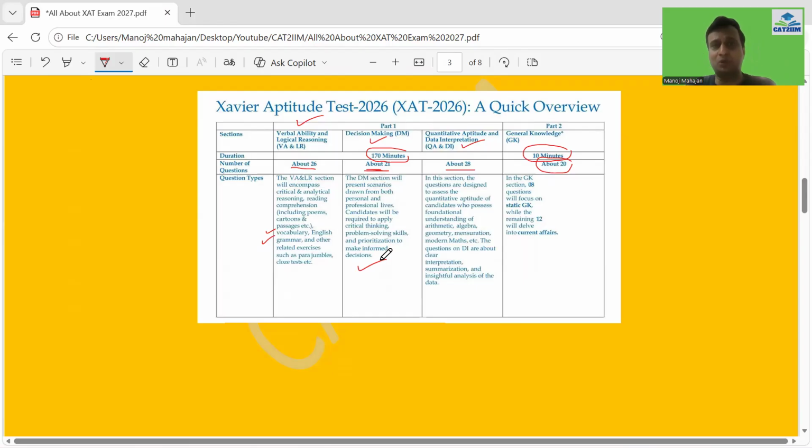Now, when you come to the QADI, the data interpretation is mixed with the quant portion. So you are being tested on arithmetic, algebra, geometry, mensuration. So a lot of geometry was being asked in XAT 2026.